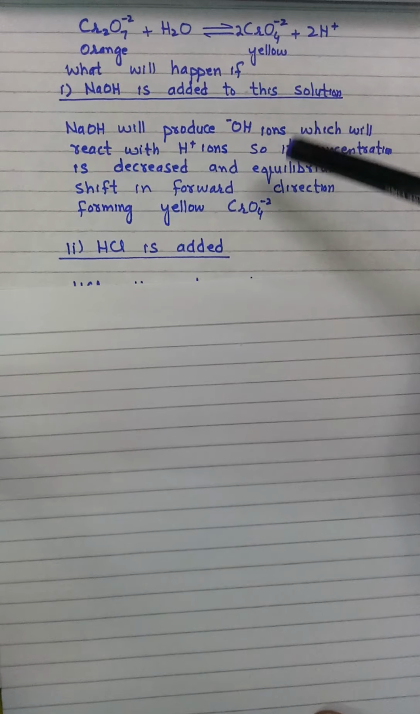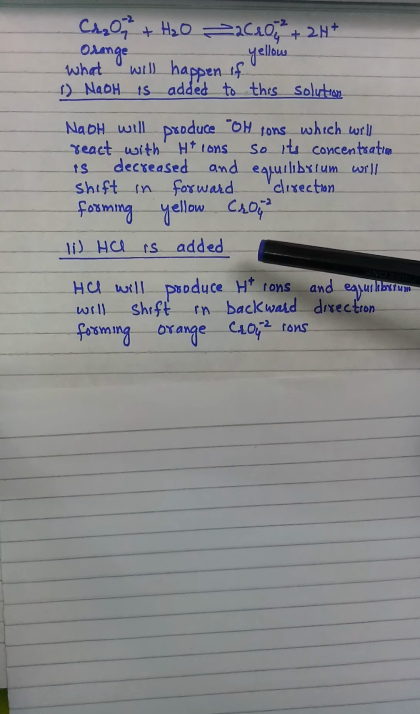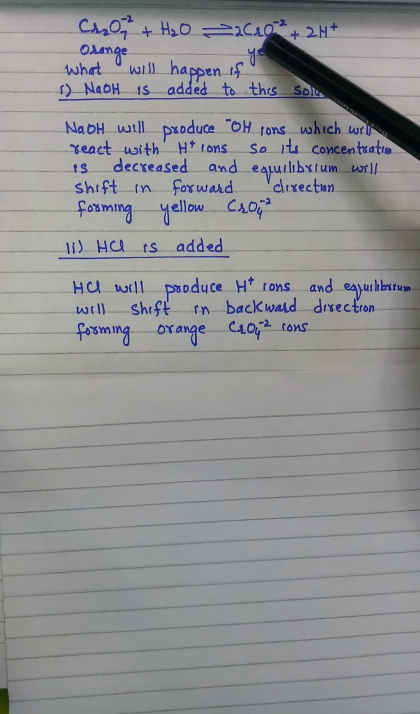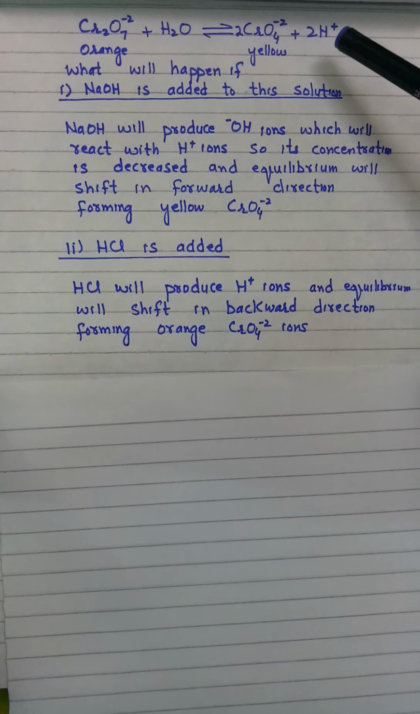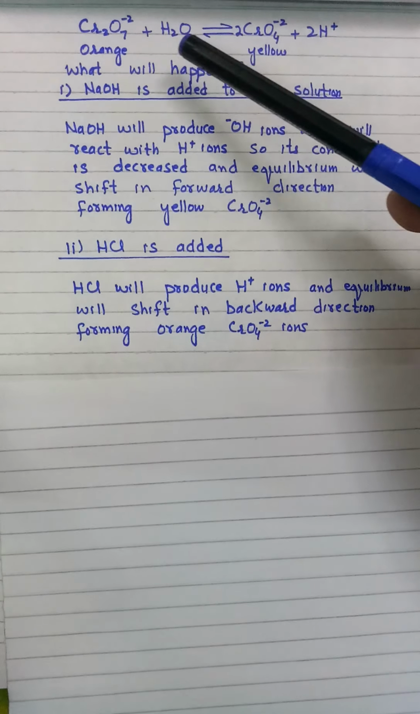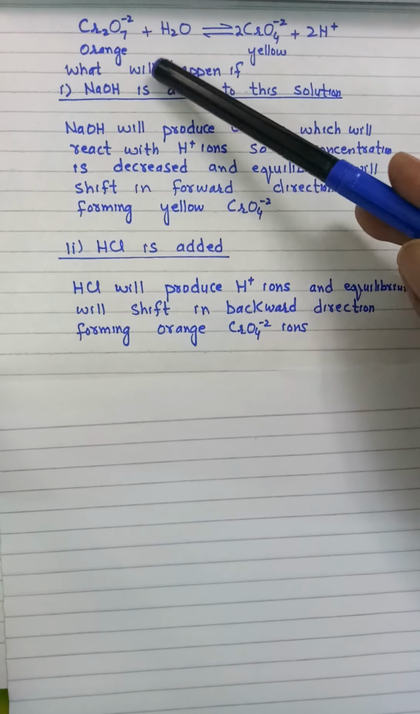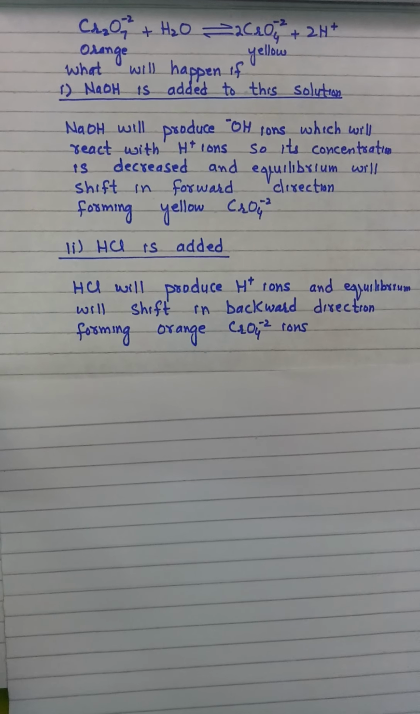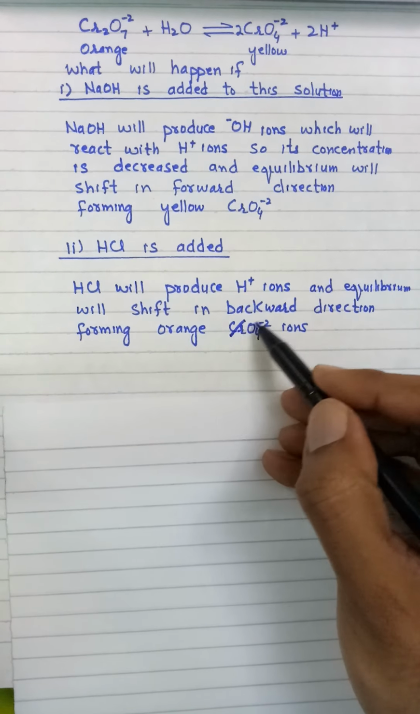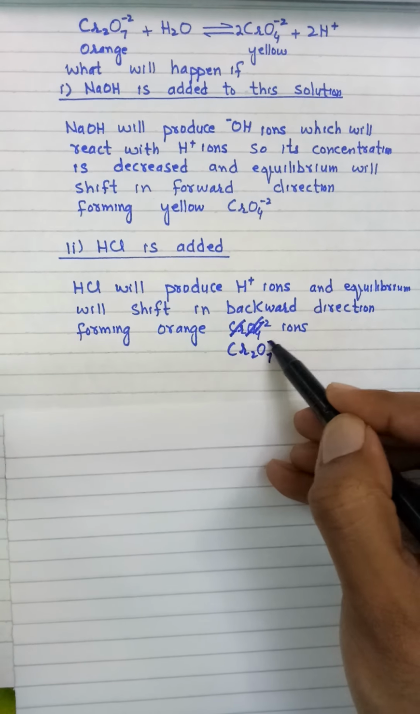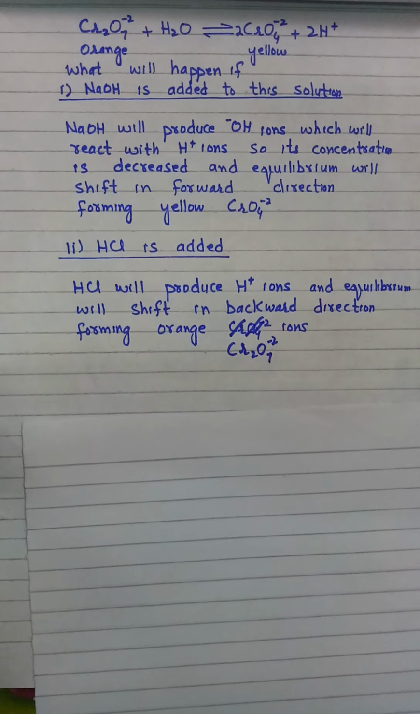forming chromate, which is yellow in color. Similarly, if HCl is added, HCl will produce H positive ion, and the concentration of the products will increase and equilibrium will shift in the backward direction, forming dichromate ion, which is orange in color.